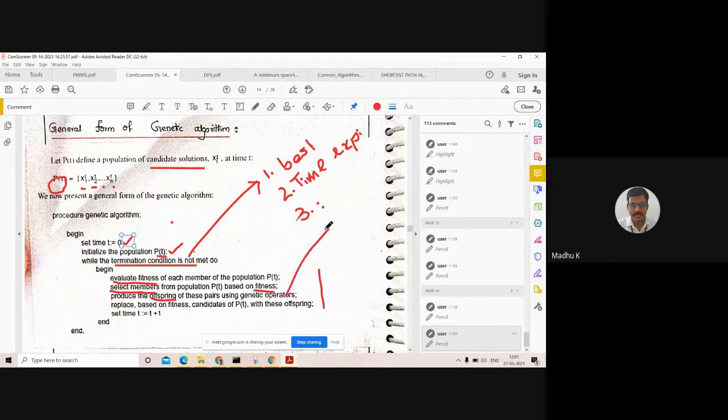Which are the genetic operators? They are crossover and mutation. There are different methods for crossover and mutation that you studied in S5, so please refer to that. Then we replace. We created new solutions or offspring based on crossover and mutation.